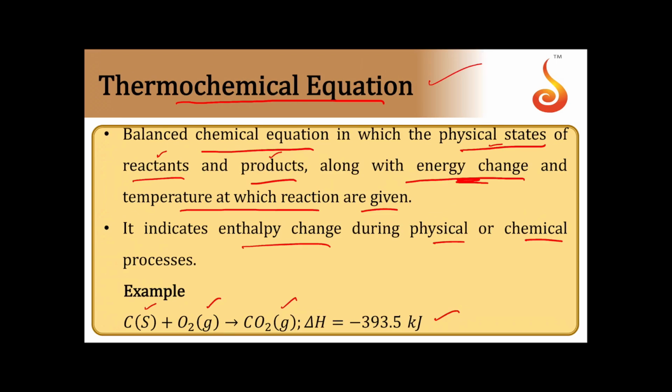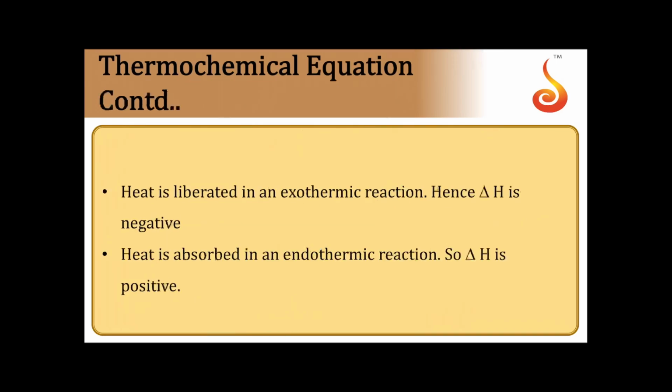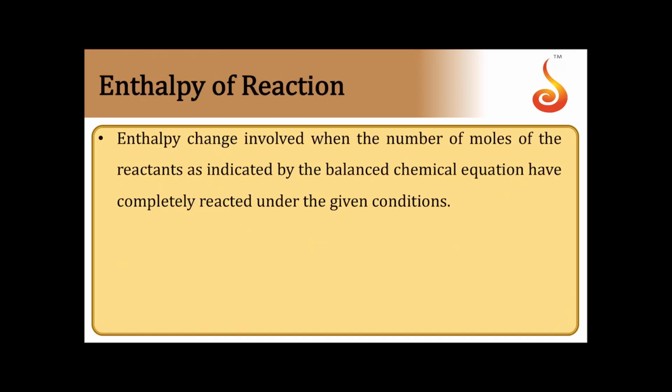Suppose the temperature is not given, it is understood that the reaction takes place at 25 degrees Celsius, that is 298 Kelvin. If heat is liberated in an exothermic reaction, then delta H is negative. Heat is absorbed in an endothermic reaction, and so delta H value is positive.